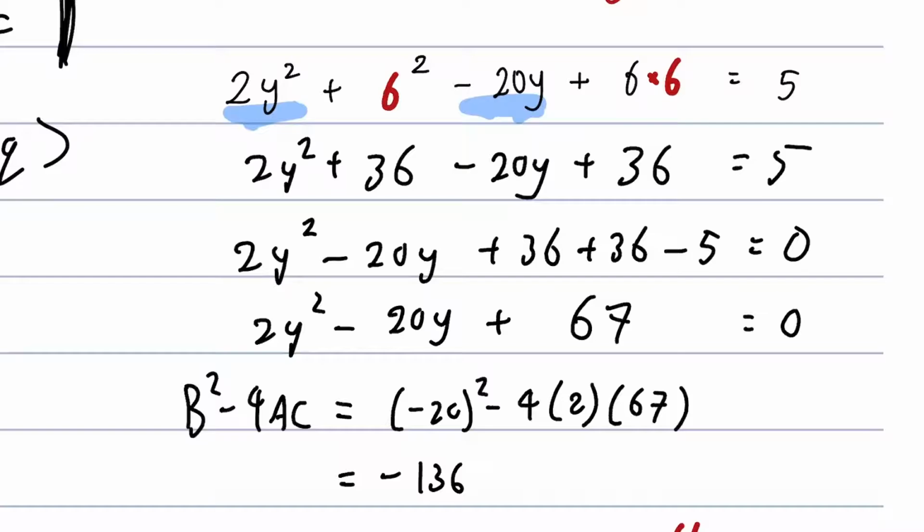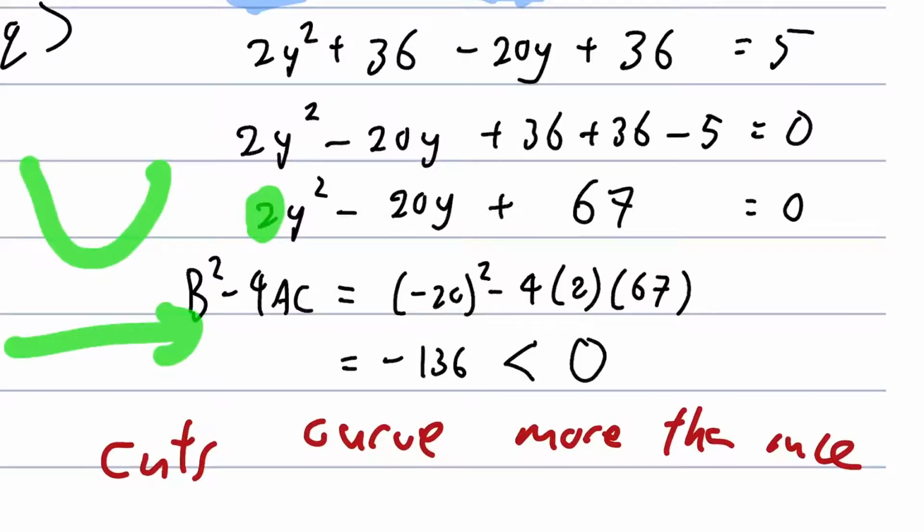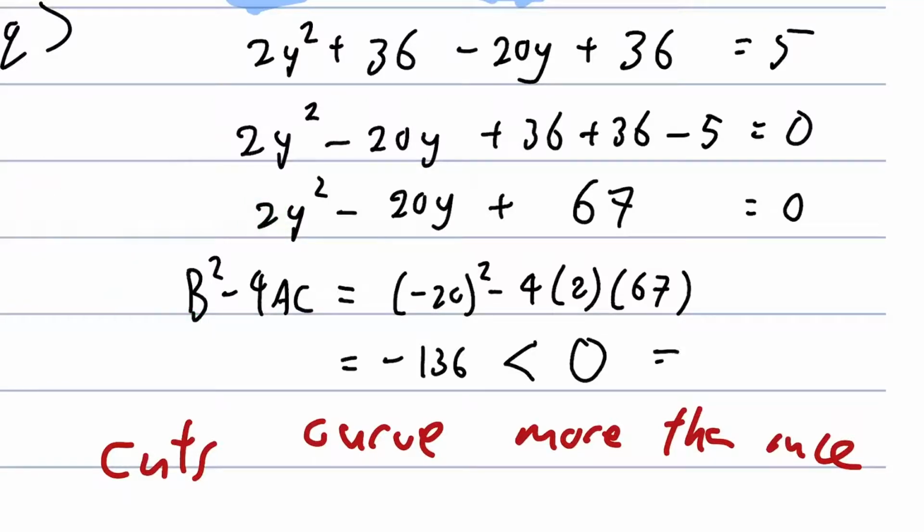Negative 136. Can it be less than 0? What does it mean when it's less than 0? It doesn't cut the curve. In this case it's a positive coefficient, so it's a happy face floating above. In other words, there is no real solution.